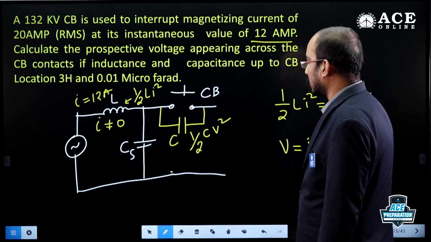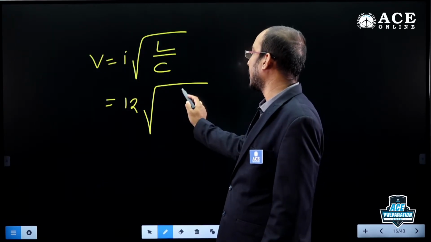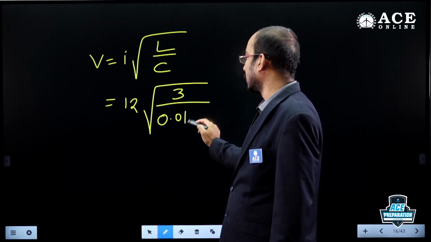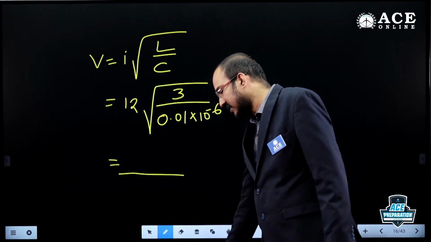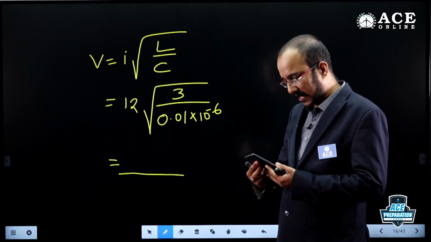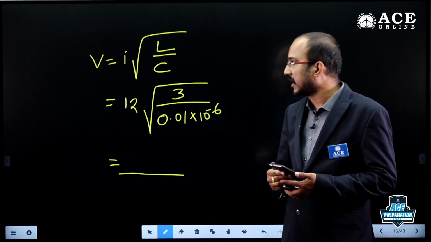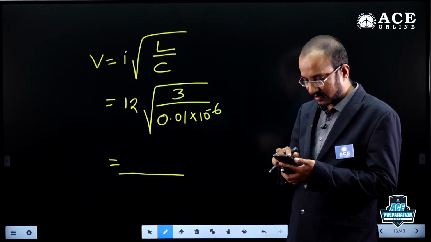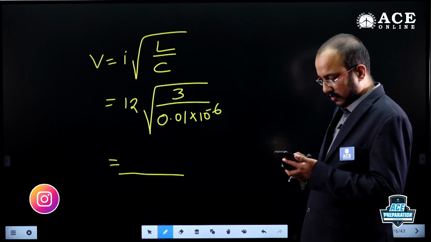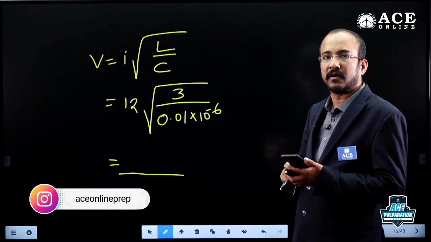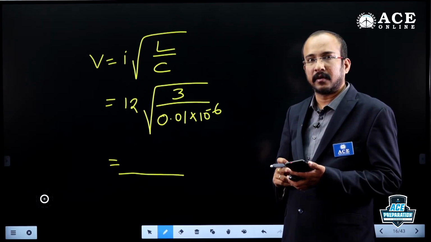So inductance is given as how much? 3 Henry, and capacitance is 0.01 microfarad. So 3 by 0.01 into 10 power minus 6. You will get the voltage that is appearing across the breaker contacts. Try to evaluate and calculate what voltage is appearing across the breaker contacts. Calculate and post the answer. Done.